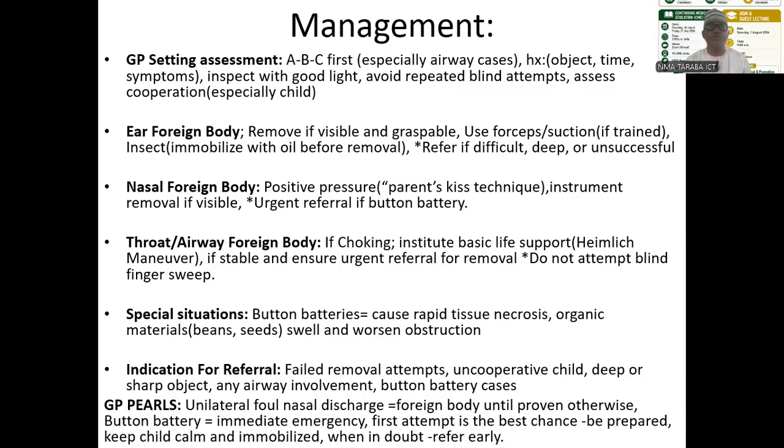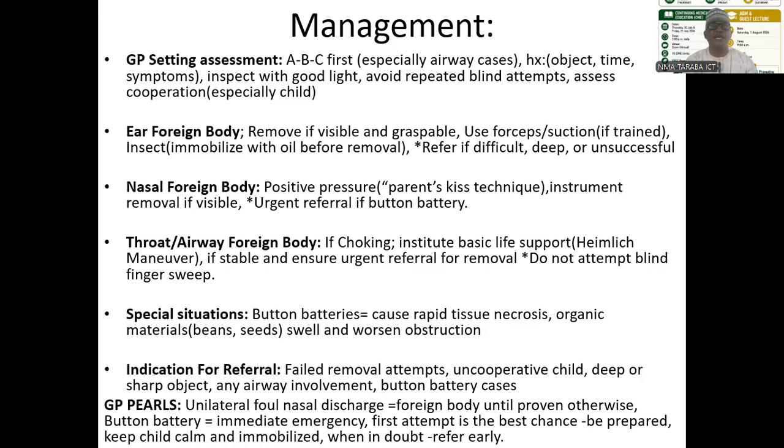Urgent referral if it is a button battery, because as I said, if the battery starts leaking, it has the tendency to destroy all the surrounding structures, and that will lead to a serious complication. And it is good to know that foreign body in the nose is a serious ENT emergency and needs to be removed immediately. Because if you allow it to fall down the throat, three things will happen.